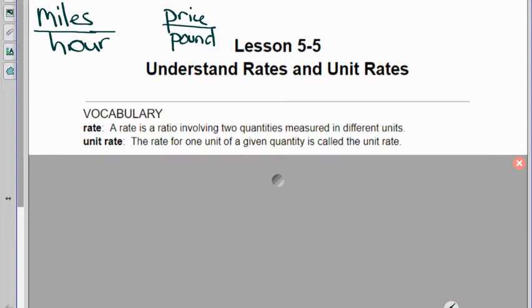Now a unit rate, when we see that word unit, we're talking about the number one. So one of the given quantities is one. So we might generally talk about miles per 1 hour or price per 1 pound. Those would be unit rates.